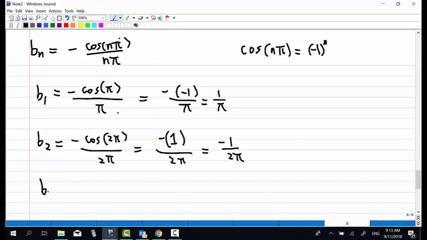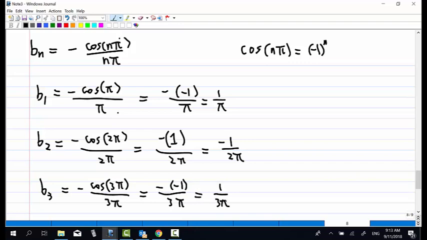Then what is B3 now? B3 is equal to minus cosine 3 pi over 3 pi. Now cosine 3 pi is minus 1, so we get minus minus 1 over 3 pi, which is equal to 1 over 3 pi. Again, you notice the value of Bn, in terms of absolute value, is getting smaller and smaller.